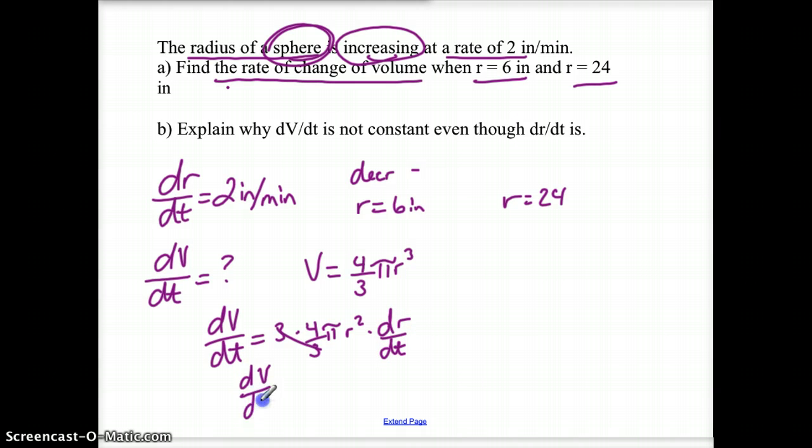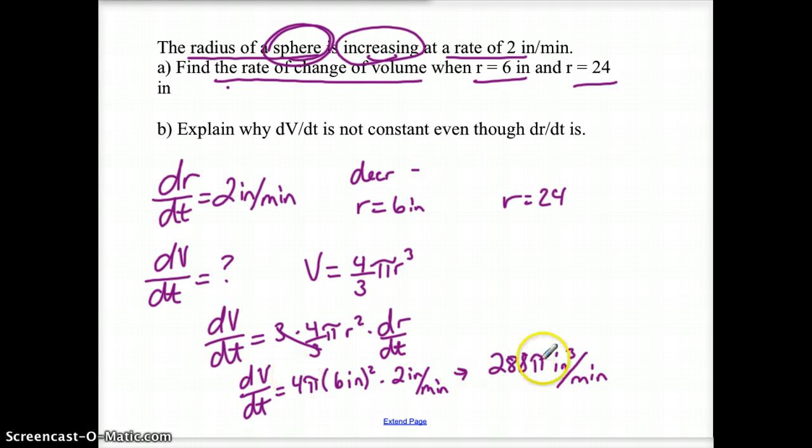dV/dt equals 4 pi. R is 6 inches, and it's squared. And then dr/dt is 2 inches per minute. So we've got 6 squared, which is 36, times 4. And the units, square inches times another inch, is cubic inches. Does that make sense? If we're trying to find volume, the rate of change of volume would be cubic inches, and it's based on time, so per minute. 288 pi cubic inches per minute.